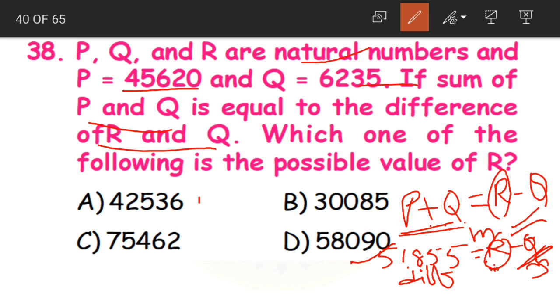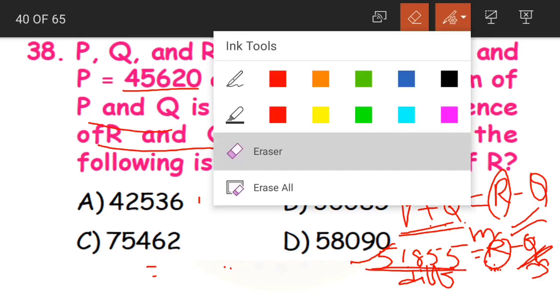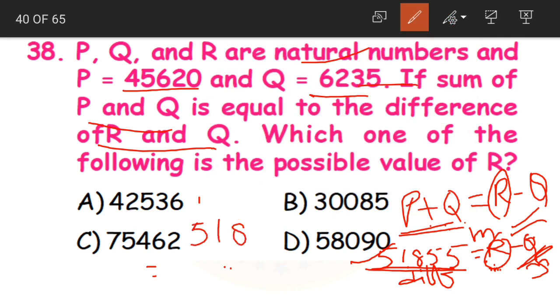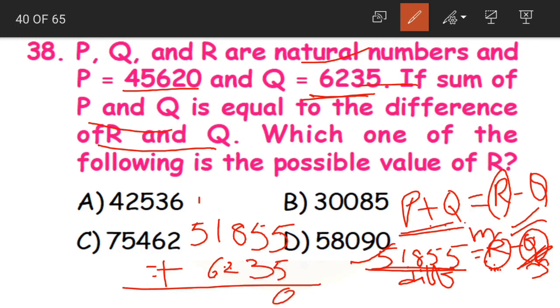Okay children, now how to find out the minuend? Minuend is equal to subtrahend plus difference. Let us add. Difference is 51,855. We write it here, 51,855 plus the subtrahend, that is Q, 6,235. Clear children? Now 5 plus 5, 10, 0 here, 1 carried, 6, 9, 10, again 1 carried, 8 and 5. What is our final answer? 58,090, that is option D.